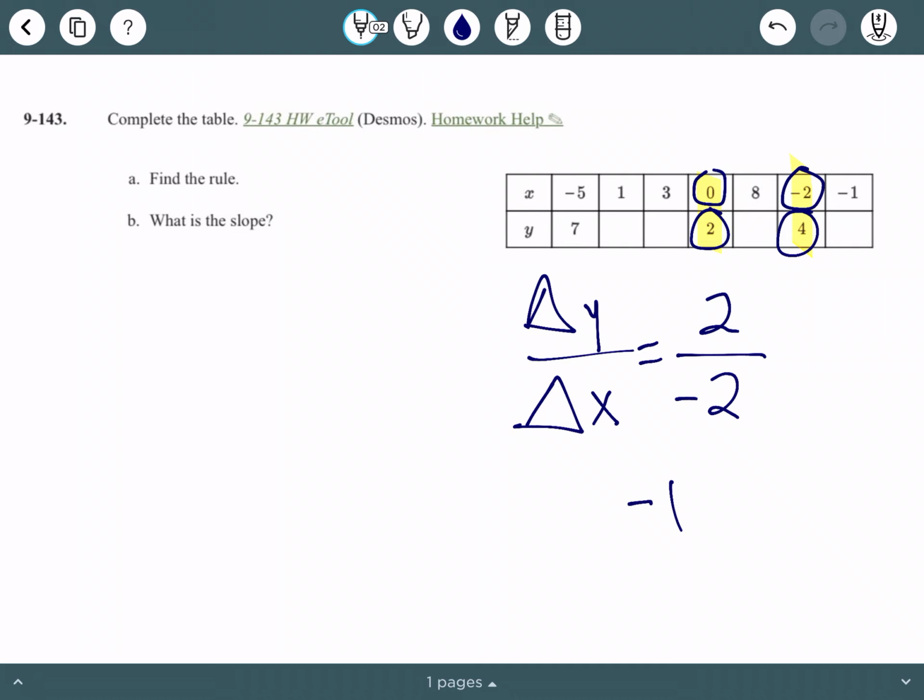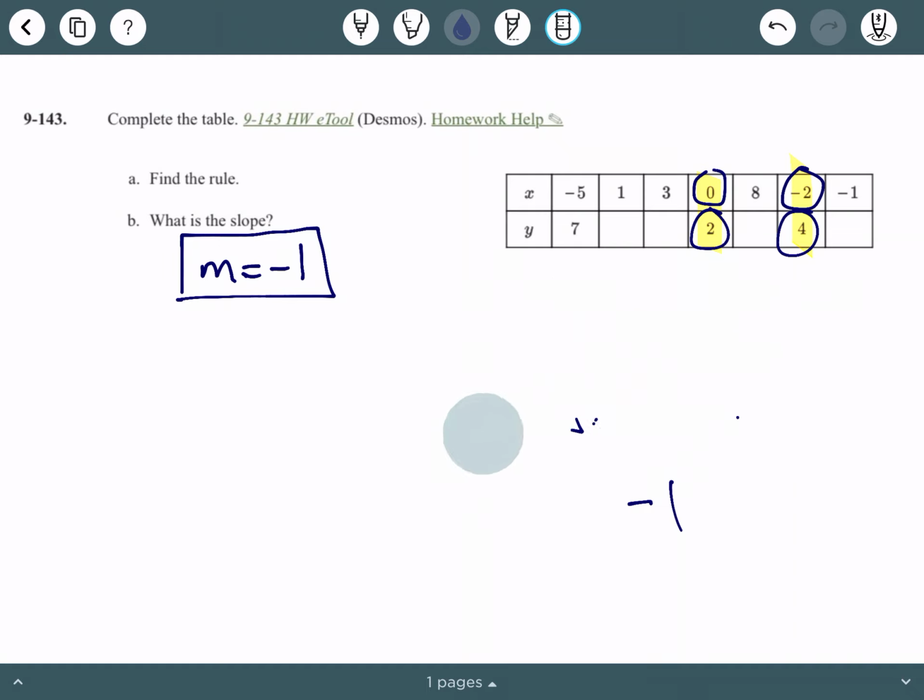So we actually did b first, and that's okay. So we will say m equals -1, right? Because m is the slope in our equation, y equals mx plus b. All right, now that we know it's changing by -1 each time, we can complete the rest of our table. So if I go from 0 to -1 and I'm growing by a -1 each time, I would be working backwards.